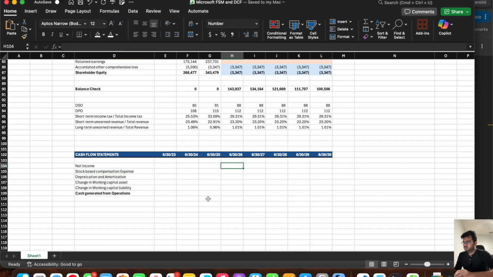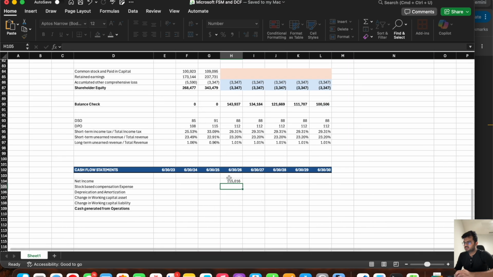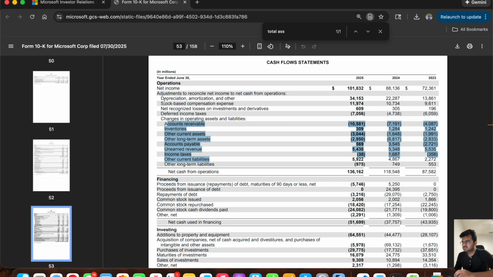So now let's input the numbers here. We already calculated the net income for the next 5 years, so we will directly link it here. The net income is this one, link it here. Next one is stock based compensation expense. First we'll come back to our 10K and input the last 3 years of stock based compensation.